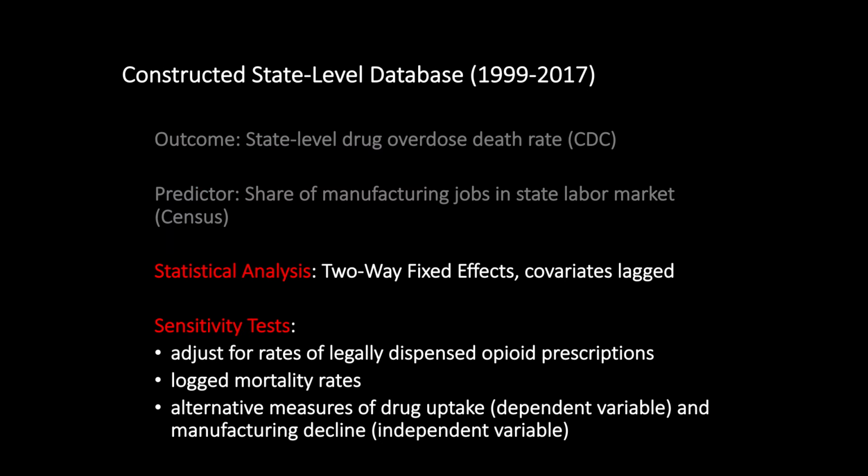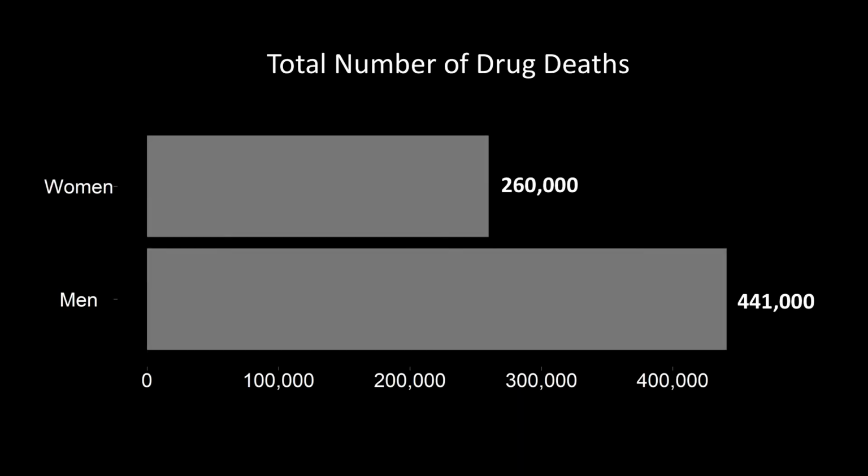So through two-way fixed effects models, I adjust for the implementation of public health regulations, including prescription drug monitoring programs and naloxone access laws. I also conduct a number of sensitivity tests that further account for variation in the local supply of opioids, including state-level trends in the supply of legally dispensed opioid prescriptions. I'm going to present my results as the share of total drug deaths that can be predicted by manufacturing decline. So here in this graph right now, we see the total number of drug deaths for both women and men, which make up that combined 700,000 drug deaths.